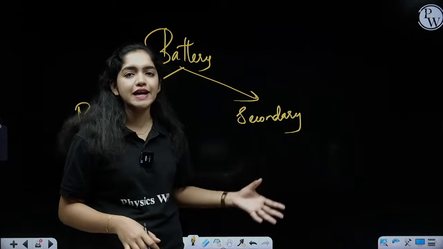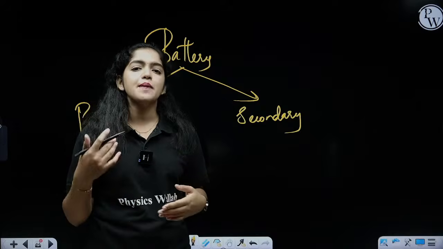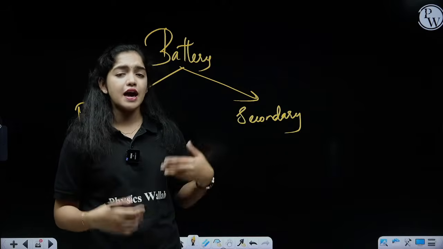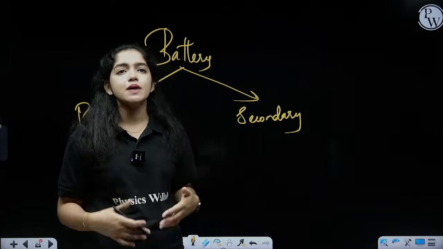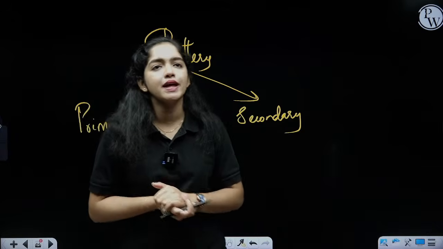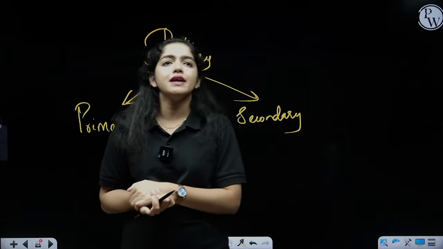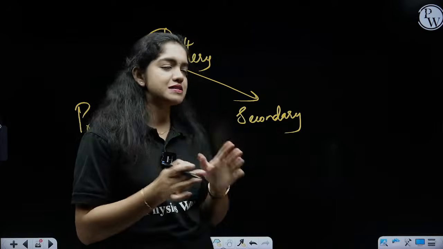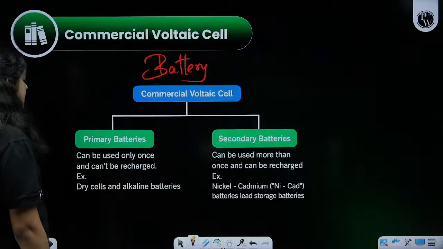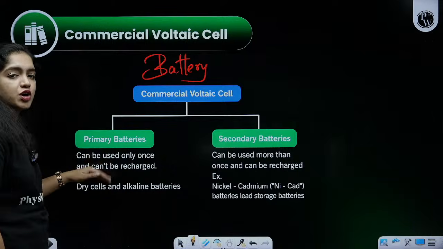But in the case of a secondary battery, secondary means what? It can be reused, recharged, and we can use it many times. Rechargeable, yes, very good. Primary can be used once and secondary is rechargeable, yes, very good. So, primary battery means it can be used only once and cannot be recharged.